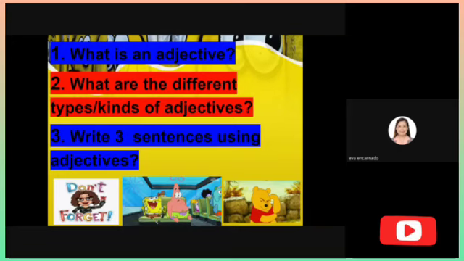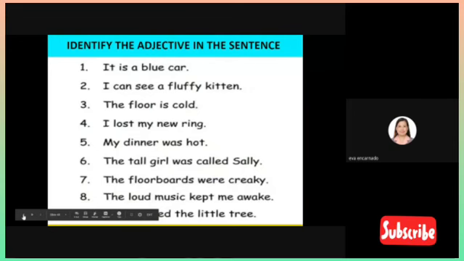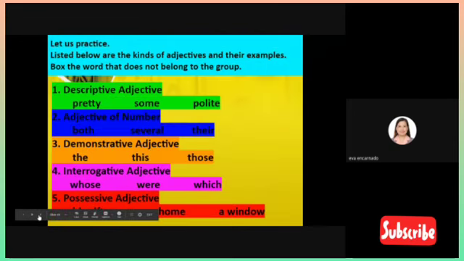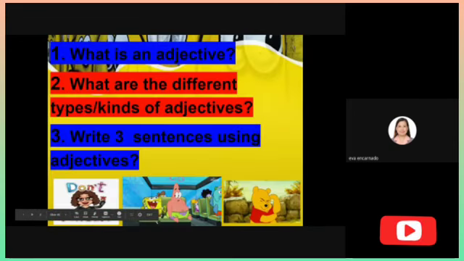So, 3 yung pipicturan nyo, class ha. Ito yung huli nyong pipicturan. Ang una nyong pipicturan ay ito. Pangalawa yan. Pangatlo, yung sagot nyo dito.